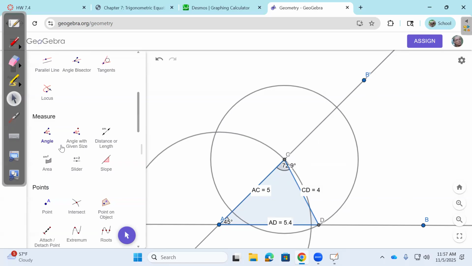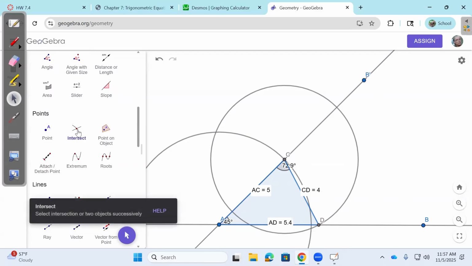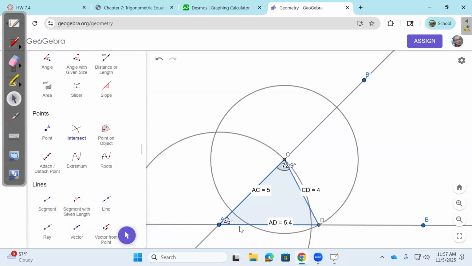But again, I just want to point out that it turns out there is another point over here. Let's see, I want the intersection tool. With the intersection tool, you can either click where they meet or click on the two things you want to find intersections of. And if they meet in more than one point, it'll find all of the points for you, which is kind of cool. I just want that one.